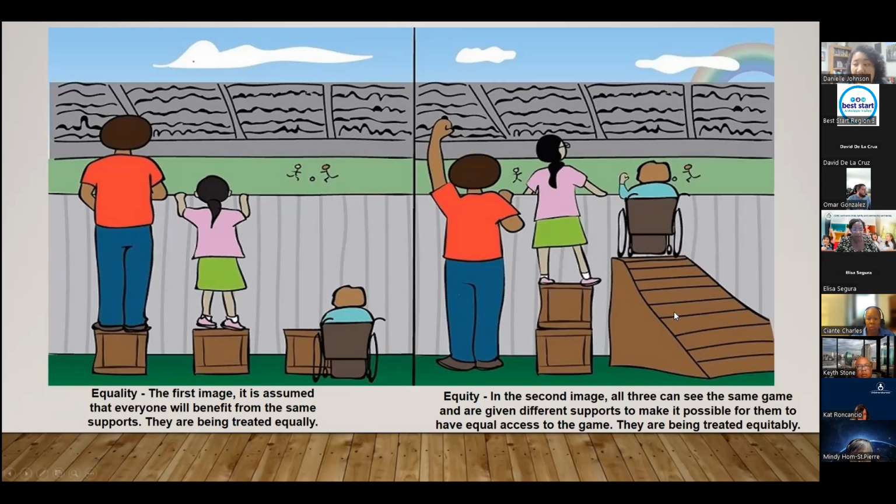Liberation or justice would mean get rid of the fence. I can access this game at any level, regardless of who I am, where I am, how I identify. I can see the game from my vantage point. Maybe that's a see-through fence if you still needed to block for safety, right? I'm getting kind of technical here, but what would those things be to ensure that everyone can engage at the same rate, at the same time, at their level?